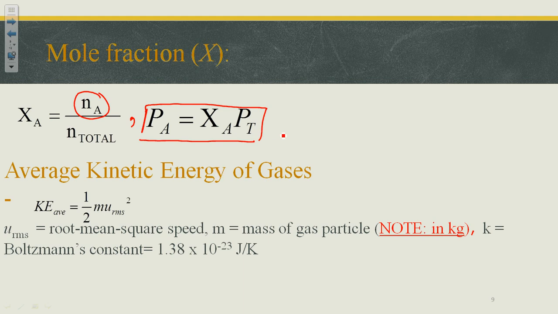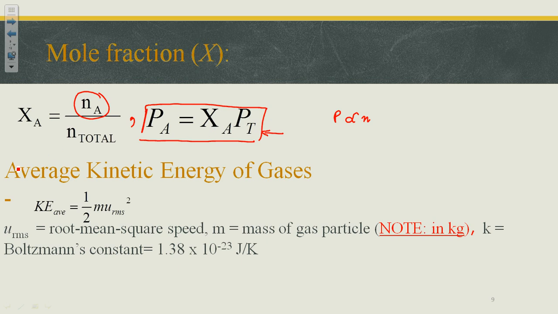It's only a logical equation because you know that pressure of a gas is directly proportional to number of moles. The higher the number of moles, the greater will be the pressure. So if from total pressure you want to figure out how much is the pressure exerted by one component or one gas, then you have to multiply the total pressure by its mole fraction.